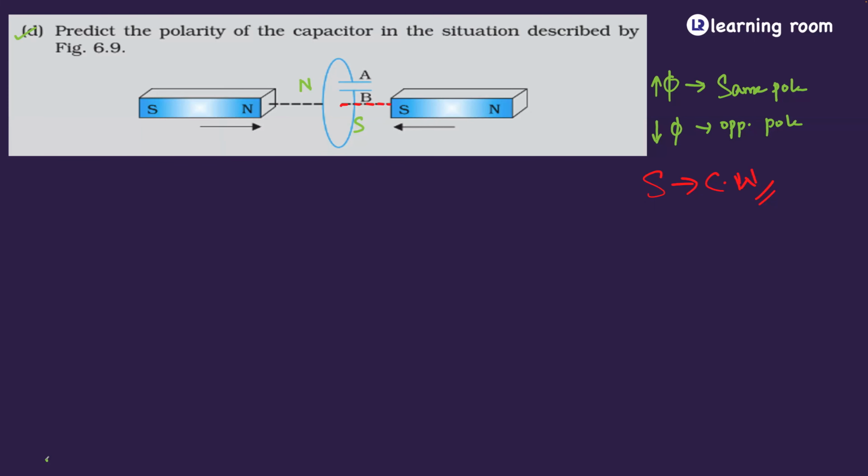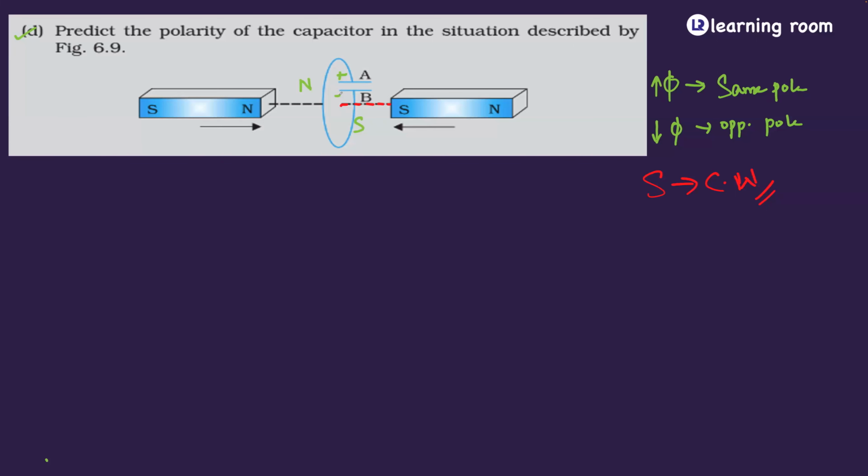So A is here, B is here. Imagine my palm. The current has to flow in the clockwise direction. So current has to go from A to B outside the capacitor, and from B to A inside the capacitor. So which one should be at higher polarity? A should be at higher polarity and B should be at lower polarity. So this should be positive and this should be negative. You're able to understand?